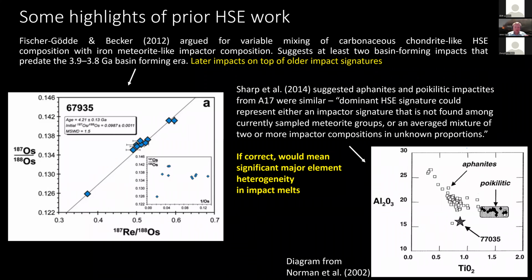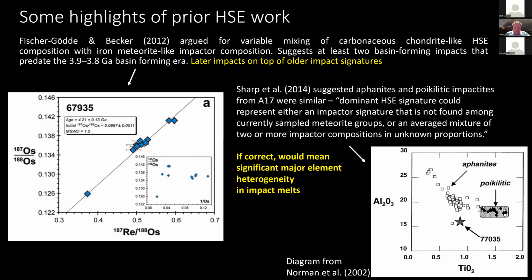In other words, the meteorites today, the chondrites that we find today, are not really representative of what the early solar system looked like at all. And all the material that was originally in the solar system has been swept into the planets. Or they argued that it could be an average mixture of two or more impactor compositions. Again, reconfirming this idea that maybe we have mixing going on, different impactors, different events.